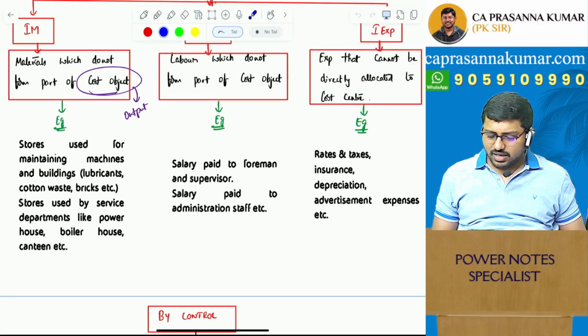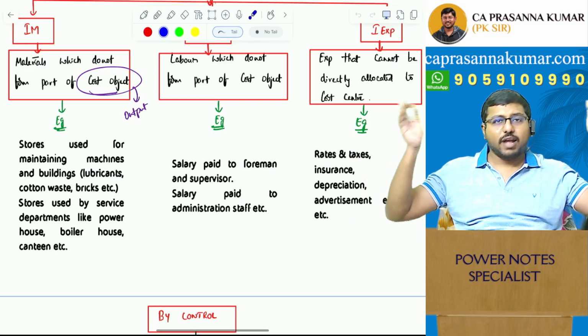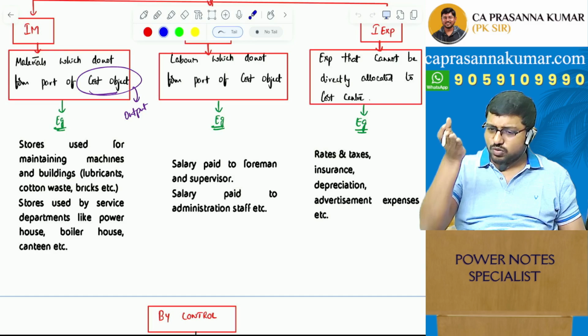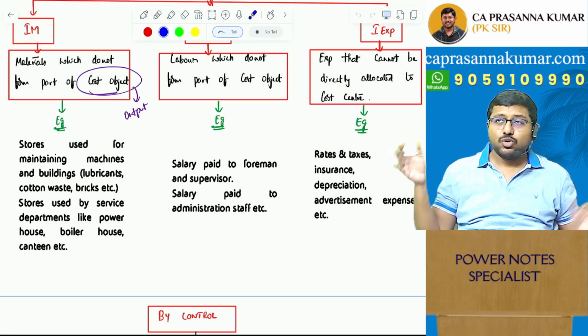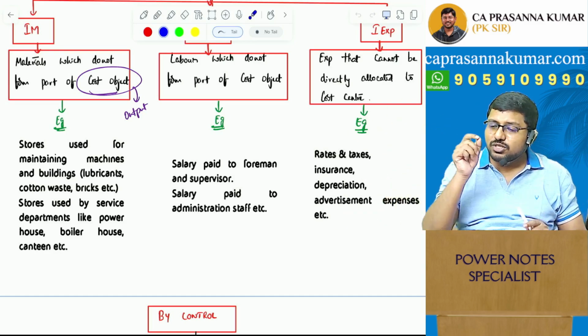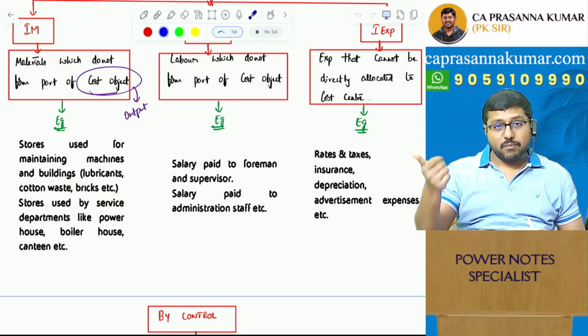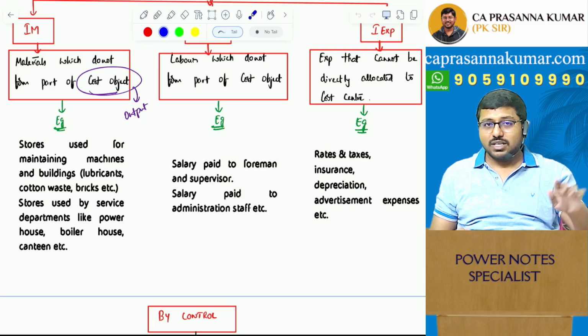Moving on. Expenditure that cannot be directly allocated to the cost center is nothing but indirect expenses. For example, rates and taxes, insurance. You take insurance for the whole factory building. In that, so many benches are getting manufactured. Same example which I've told you. So many podiums are getting manufactured. You took insurance for the entire building. Now, what is the insurance cost per unit of bench? Instantly, can you answer? No. Instantly, I can't. But after a lot of effort, I can find it. Instantly, you can't do that.